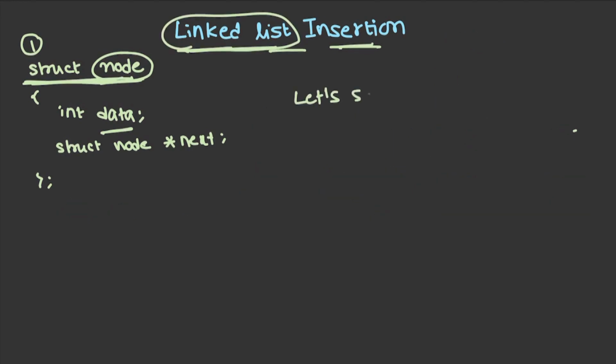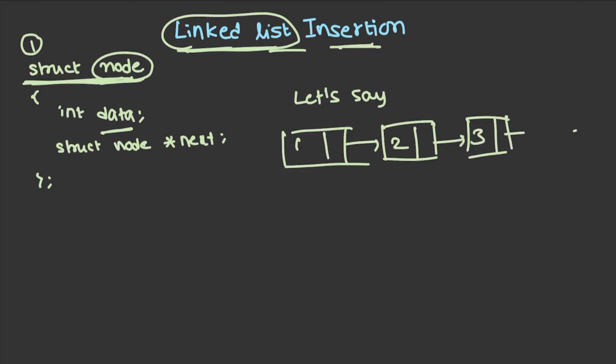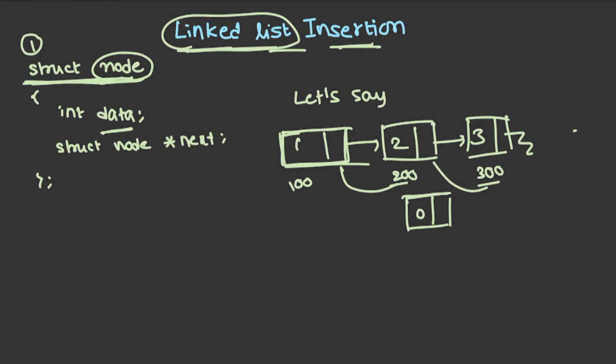Let's say I have made a linked list and it is having these values 1, 2 and 3, and it is pointing to null. Now if I want to insert 0 in this and I want to insert at the beginning, we know that each and every node is having a memory location. Let's say this is at 100, this is at 200 and this is at 300. These memory locations will be stored at respective positions. Now 0 has to be inserted here.